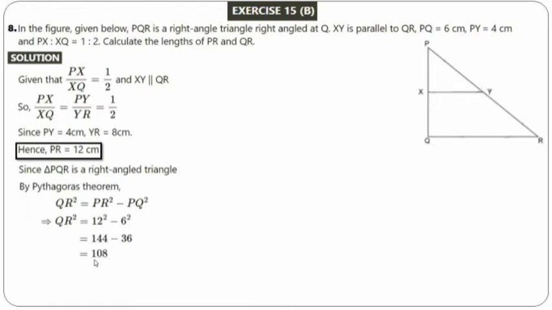Now QR square is 108. Find the square root of 108, you get QR. You can use your log table and find the value of square root of 108. It turns out to be 10.39. So this is my second answer. You may pause the video and note down your solution.